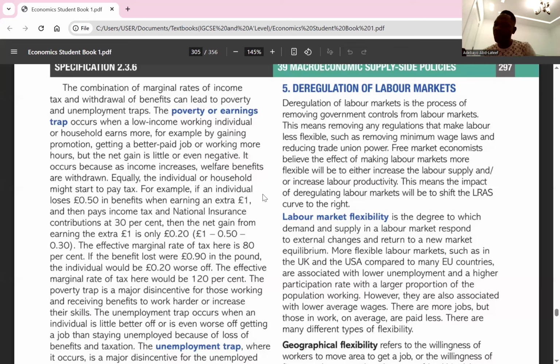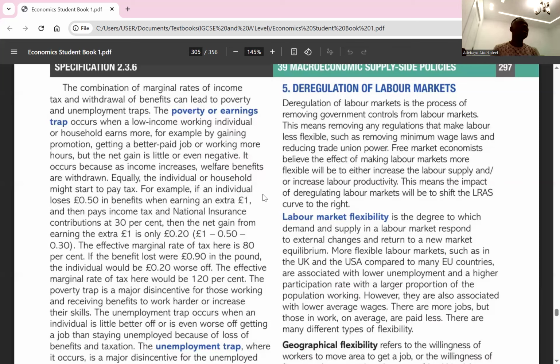So free market economists believe that the effect of making labor markets more flexible would be either to increase the labor supply or increase labor productivity, and the long run aggregate supply curve is expected to shift to the right. The regulation increases flexibility in the labor market, and if the labor market becomes flexible, it means you can earn more. With the trade union, this is the point. With the trade union, they try to put us into one market. They are the ones to sell us to whoever they want at whatever price. We won't be able to negotiate prices on the terms of what we get.